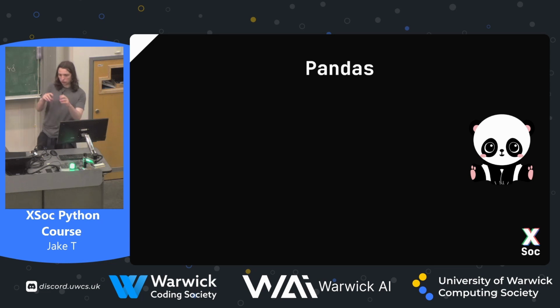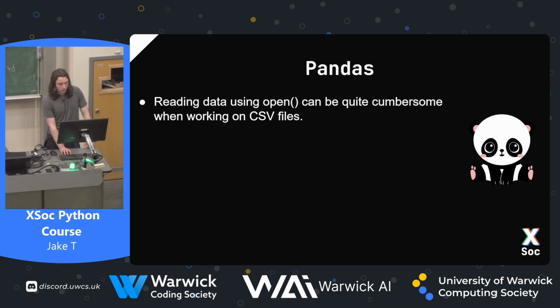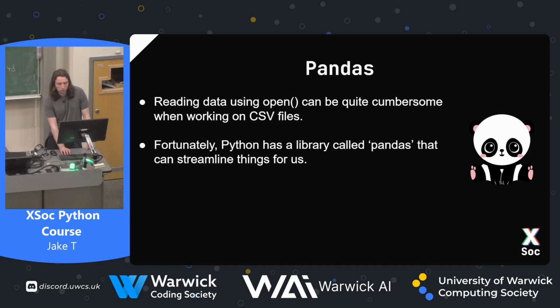It is literally just, the top line is normally headings. So it might be ID, comma, name, comma, age. And then every other line will be someone's ID, so 0, 1, 2, whatever, comma, their name, so it might be Jake, Joe, I can't think of any other names off the top of my head. And then the last column, it'll be comma, and then their age. So that's how a CSV works. When you start working with big data, a lot of data is formatted in CSVs, so this is quite a useful skill to have. So reading data using open can be quite cumbersome when working with CSV files.